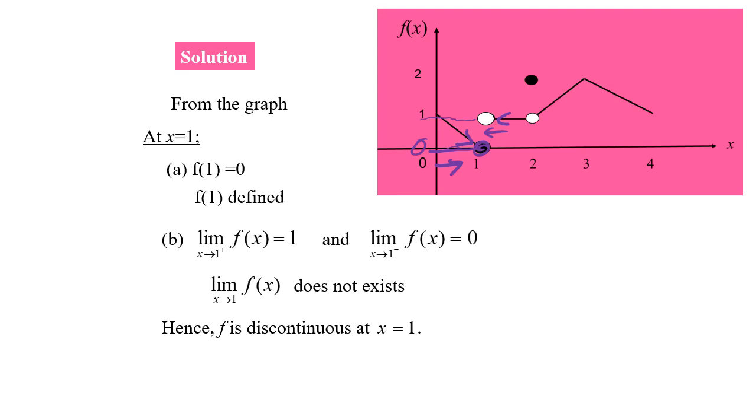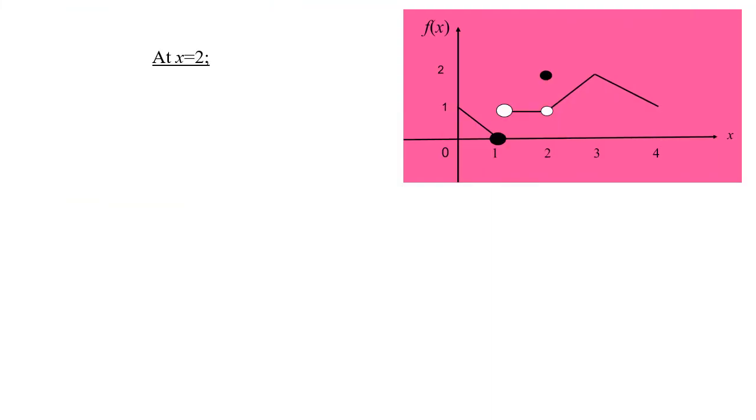Okay, next part, when x equal to 2. From the graph, we can see where the value of x equal to 2 is. So this is the dense dot when x equal to 2. What is the value of y? y equal to 2. So f(2) equal to 2 is defined.